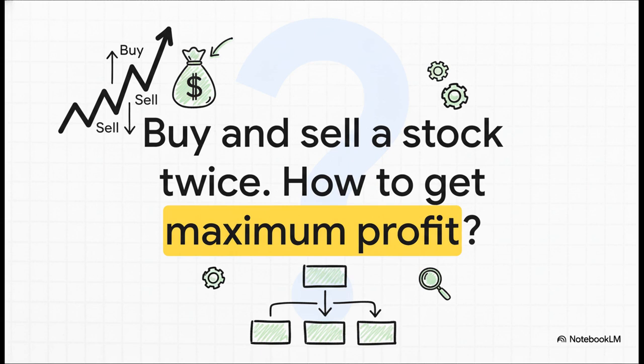So, here's the setup. Picture this. You've got a stock's price history laid out in front of you. You get two shots, two complete transactions, a buy and a sell twice, to make as much cash as you possibly can. Sounds straightforward, right? But how do you make sure you found the absolute best combination of trades?